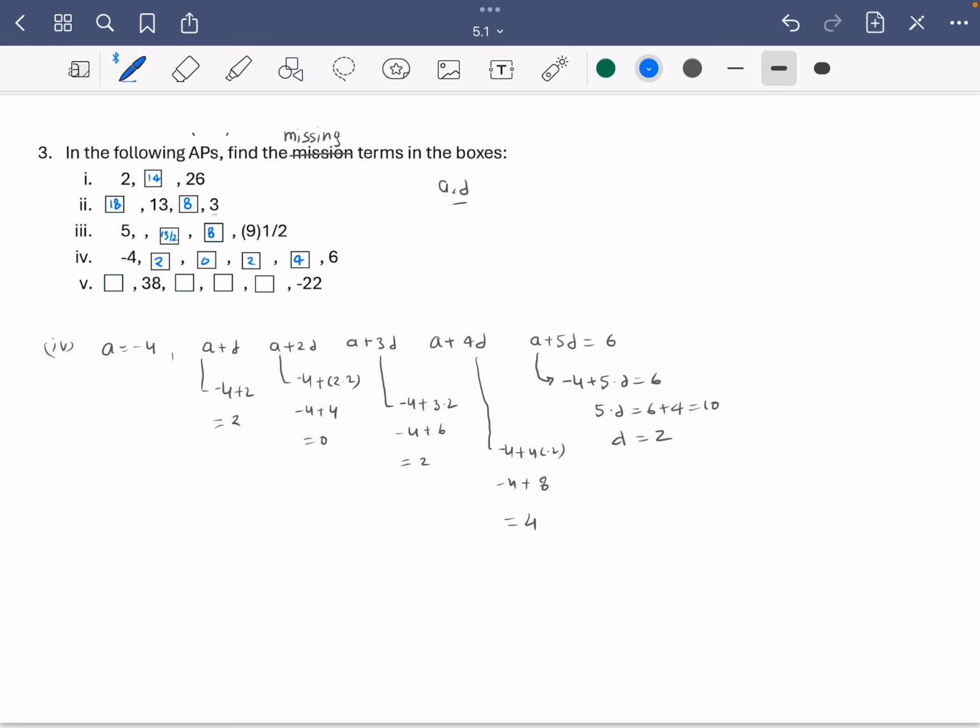And you can see minus 4 plus 2, sorry, it should be negative 2. Negative 2, negative 2 plus 2 is 0, then plus 2 is 2, plus 2 is 4, plus 2 is 6.